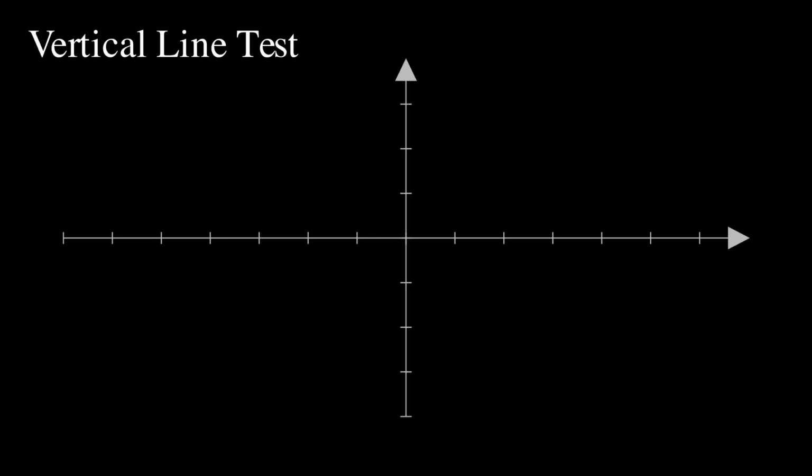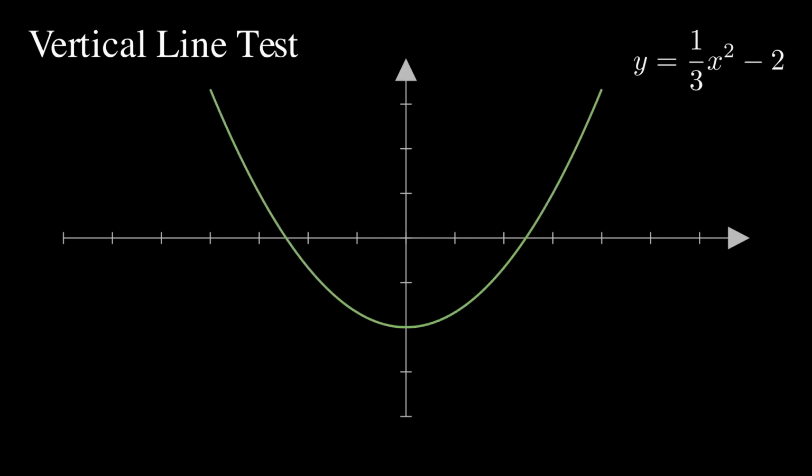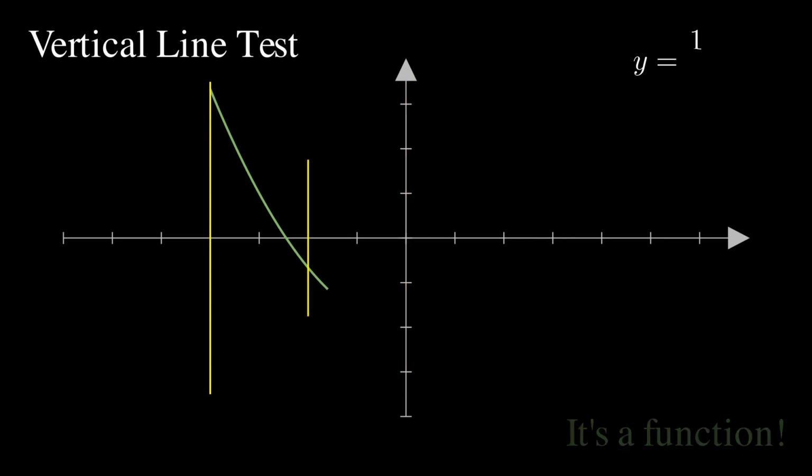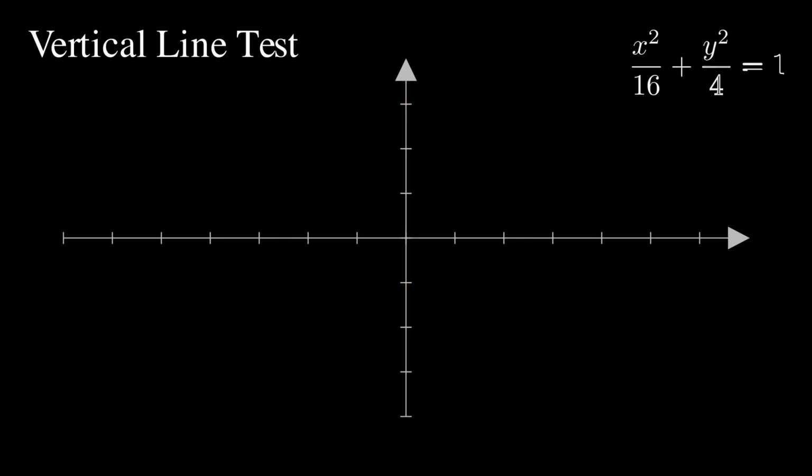A vertical line test can be used to determine whether an equation is a function. First, plot the graph on a Cartesian plane. Then draw vertical lines on the plane. Observe if any of the lines intersect with the equation more than once. If all lines have at most one intersection, then great! The equation is a function.